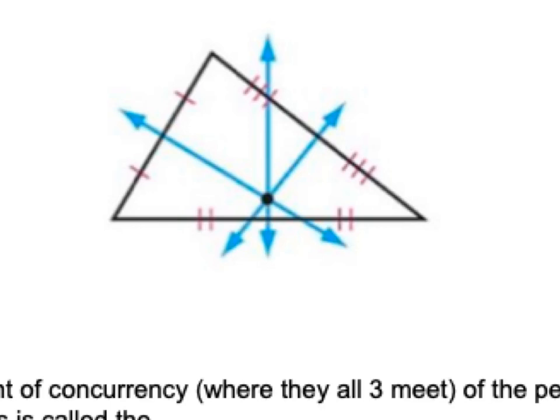So if you notice, this blue line right here splits this side into 2 equal pieces. You have the 3 tick marks on there, and it would also be a right angle right there. This blue line right here breaks this side into 2 equal pieces, and it would be perpendicular. And then this blue line right here breaks this segment in half into 2 equal pieces, and it would also be perpendicular.